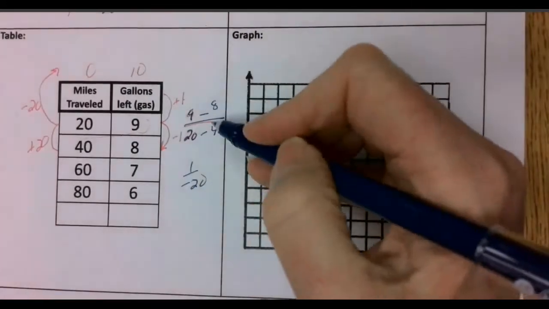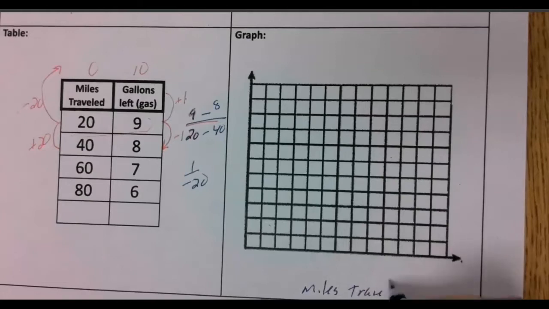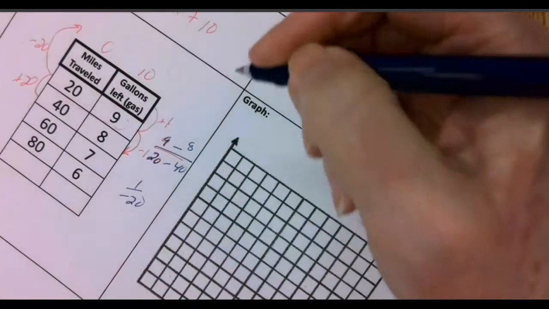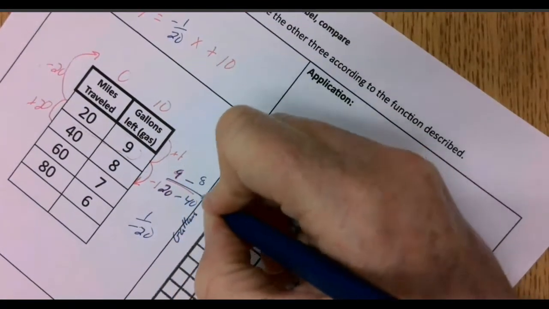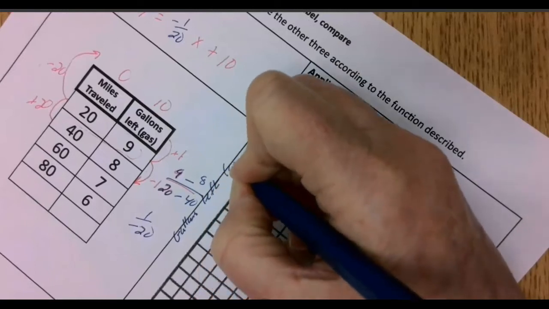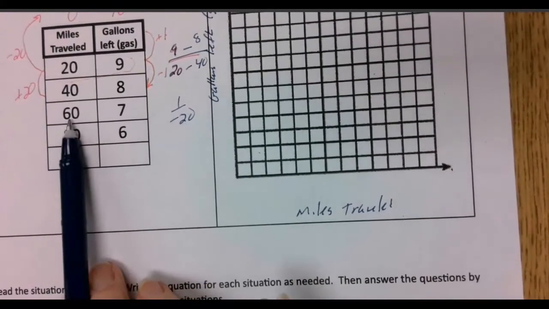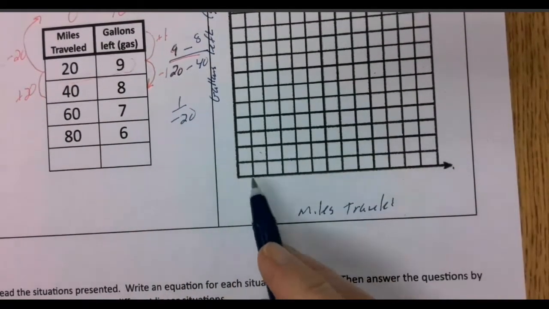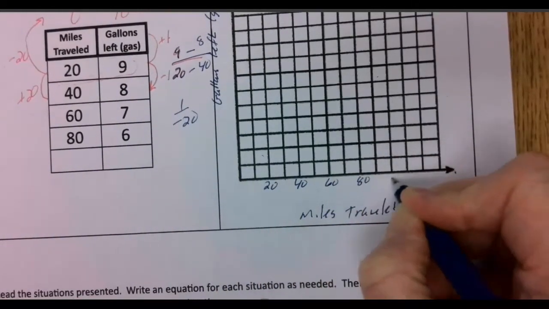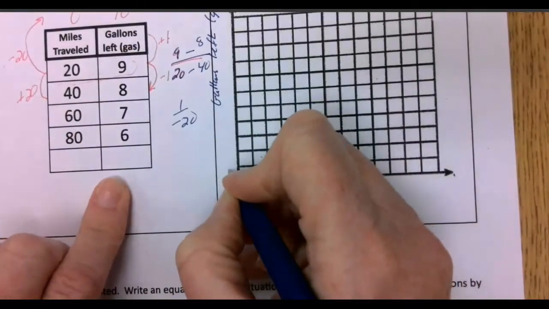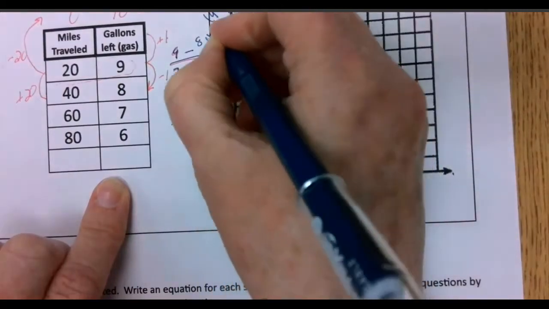Now on this, I kind of took up too much space here. This is going to be miles traveled, and this is going to be gallons left. I'm going to cram that on there. Left, and that's gas. Now the weird thing is our x-axis, notice, is going up in 20s. So let's see if we can do 10s. 10, 20, 30, 40. Yep. And this one, those are going by ones. 1, 2, 3, 4, 5, 6, 7, 8, 9, 10.